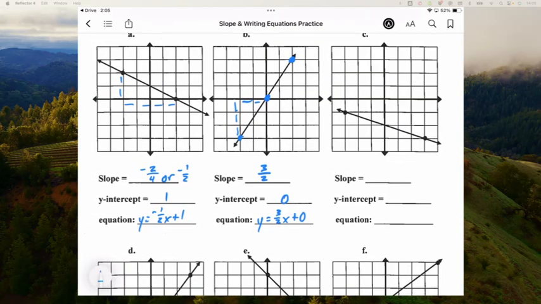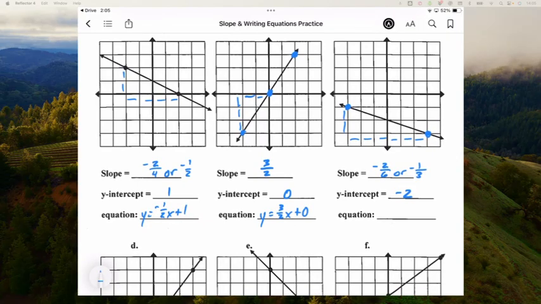Here y-intercept is negative 2. Got a point there. Got a point there. Down 1, 2. To the right 1, 2, 3, 4, 5, 6. Negative 2 over 6, or negative 1/3. Equation, y equals negative 1/3 x minus 2.